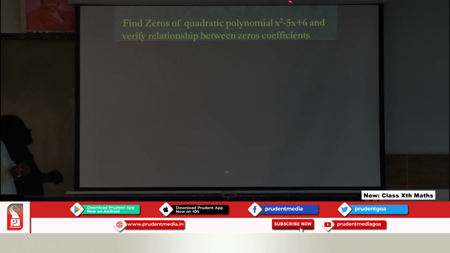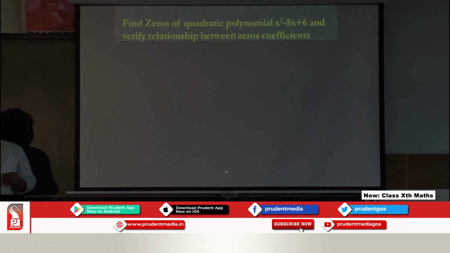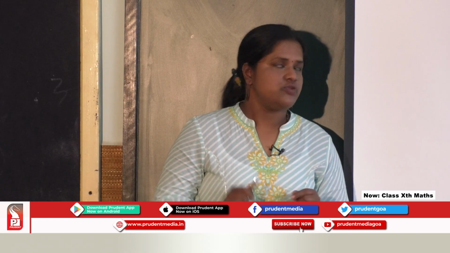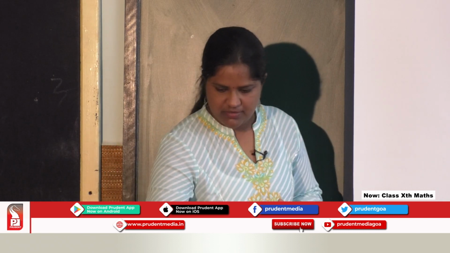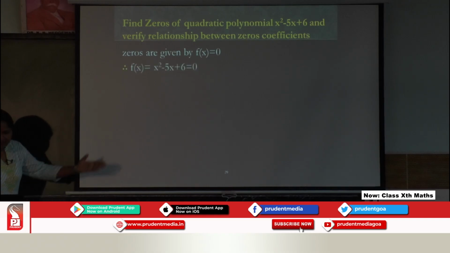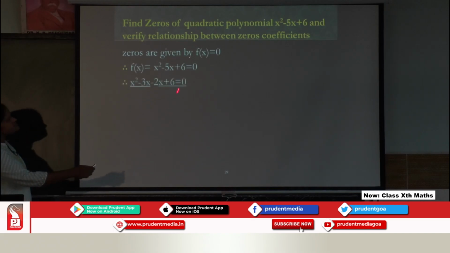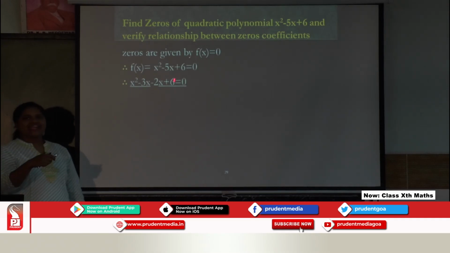Find the zeros of the quadratic polynomial x square minus 5x plus 6 and verify the relationship. So, again we are supposed to find zeros. Now, again in this problem there are 3 terms. So, we are again supposed to use the splitting the middle term method. So, zeros are given by f of x is equal to 0, and the polynomial which is given is x square minus 5x plus 6. 6 has factors like 6 into 1 and 2 into 3, and from those factors we require -5.